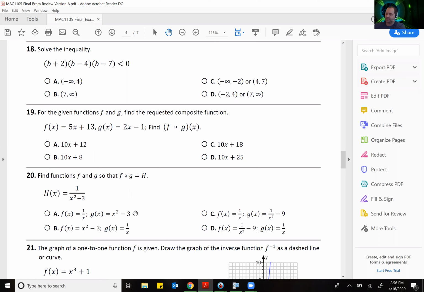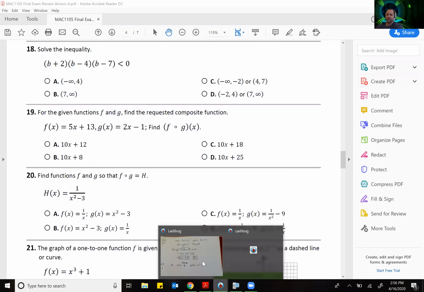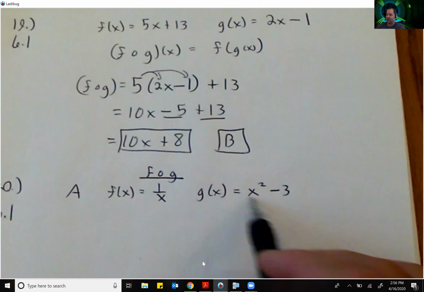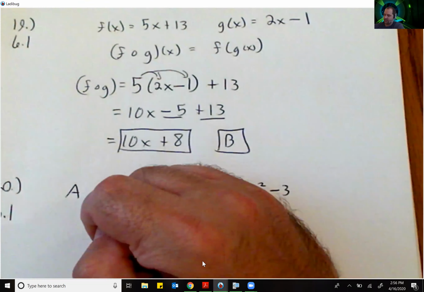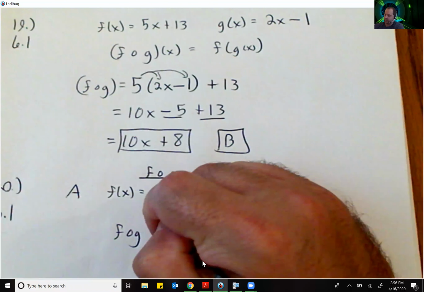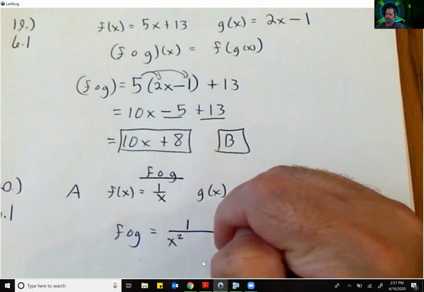So if I'm looking at answer A, my f of x is equal to 1 over x. My g of x is equal to x squared minus 3. Again, we're looking at f o g. So if we run f o g on this, if I take my g and plug it into f of x, I get 1 over x squared minus 3.